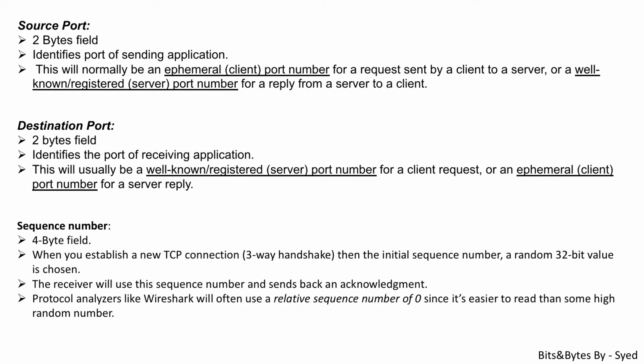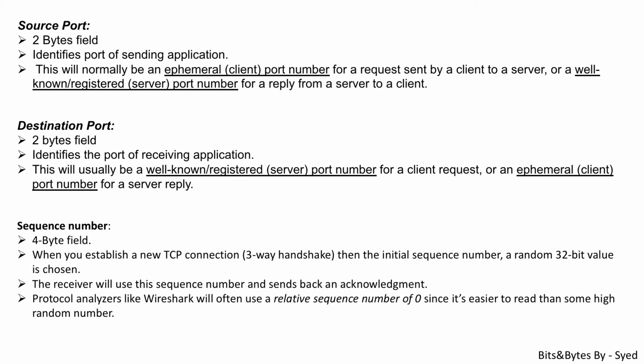Sequence number is a 4-byte field. When you establish a new TCP session, an initial sequence number, a random 32-bit value, is chosen. As you know, when a TCP session is established, 3 packets are exchanged, which are SYN, SYN-ACK and ACK, and that is called a 3-way handshake in TCP. The receiver will use the sequence number and send back an acknowledgement.